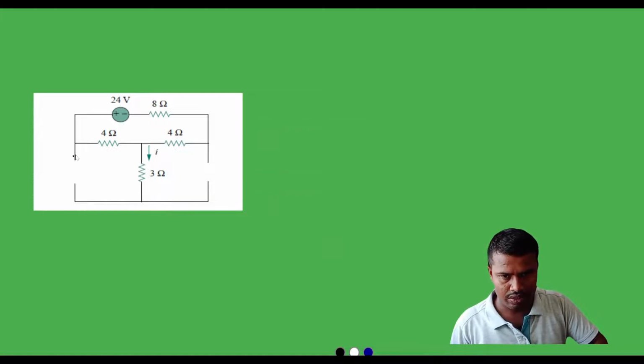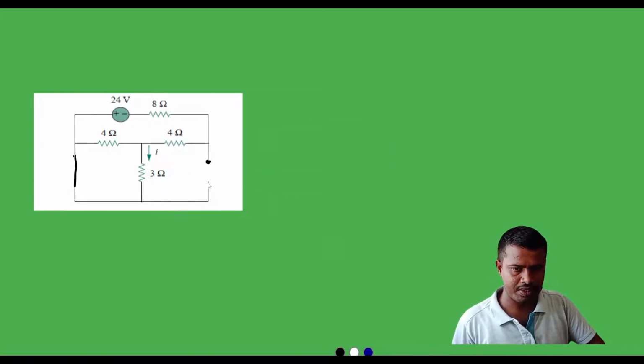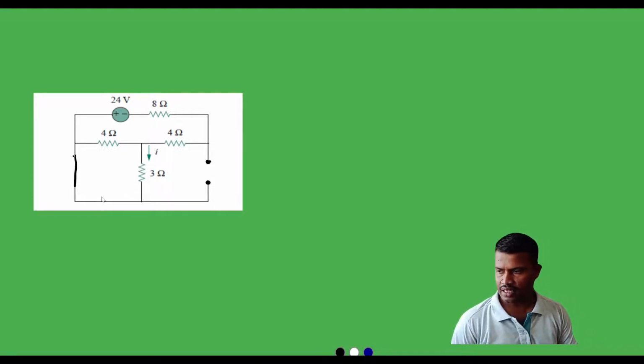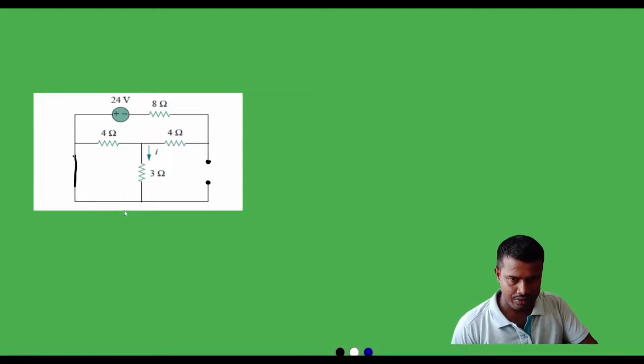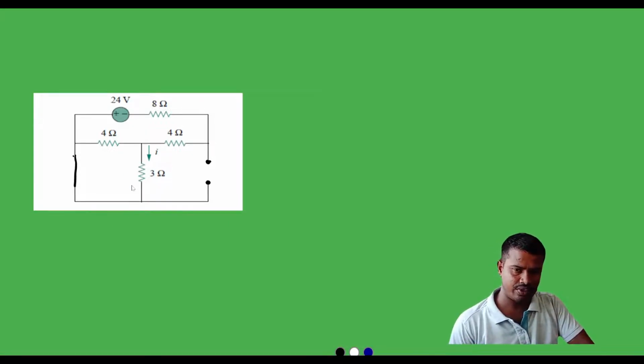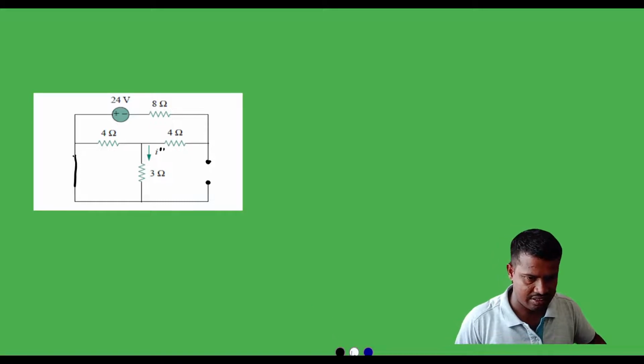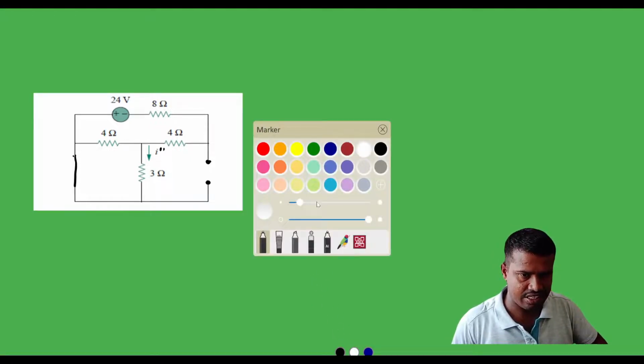Now we will short circuit it, and this is open circuited. Now only the 24 volt source is active. When the 24 volt source is active, now we need to find out the value of current flowing through the resistor of 3 ohm. Let us now mark this as I double prime, as now this is step 2.